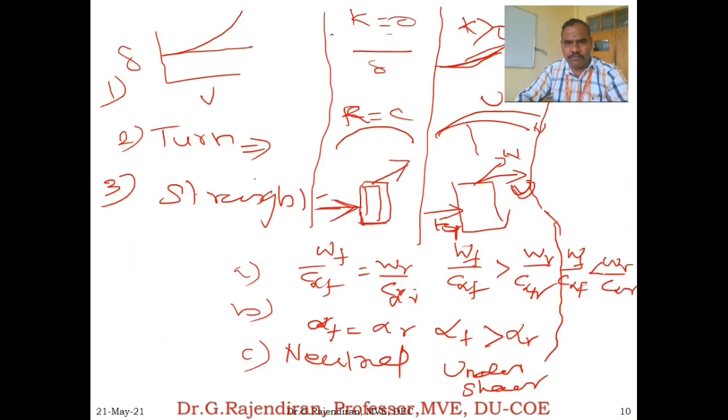And the second thing is alpha f is less than alpha r. That is, the slip angle of the front is less than the slip angle of the rear. So this behavior is called oversteer. Clear?